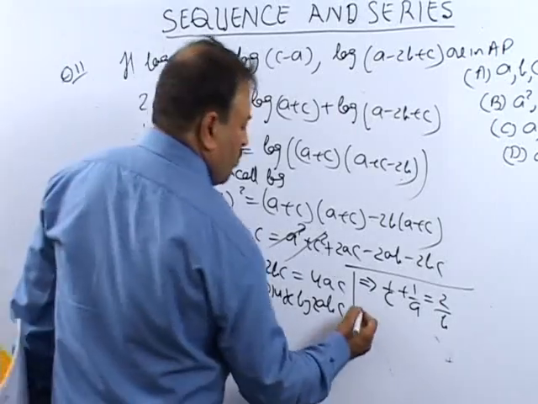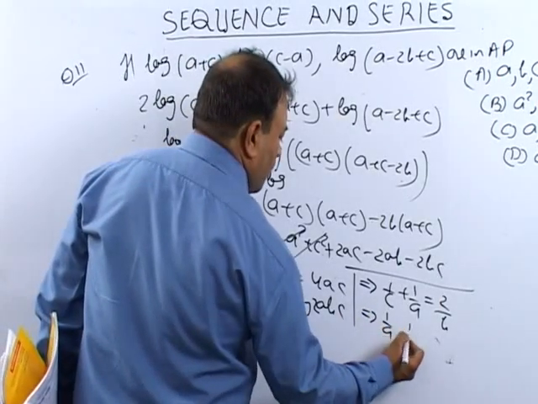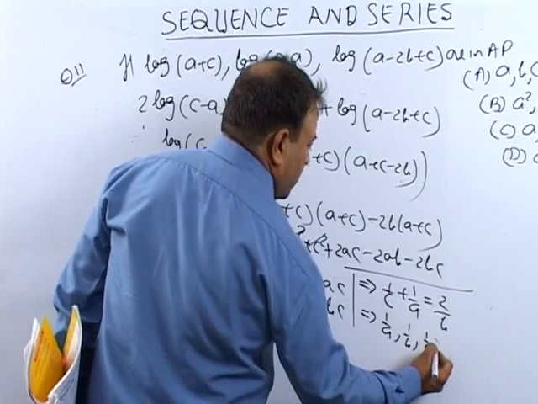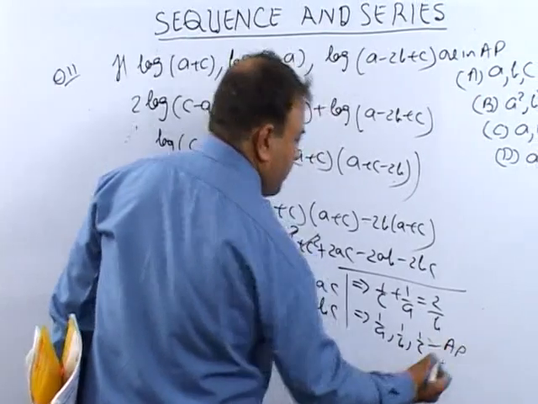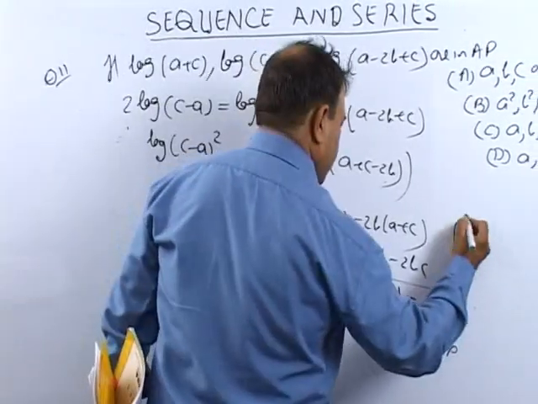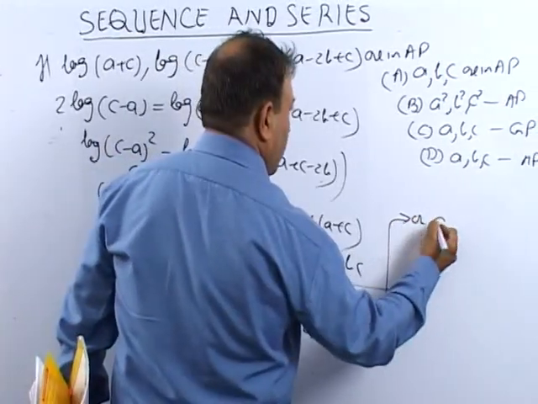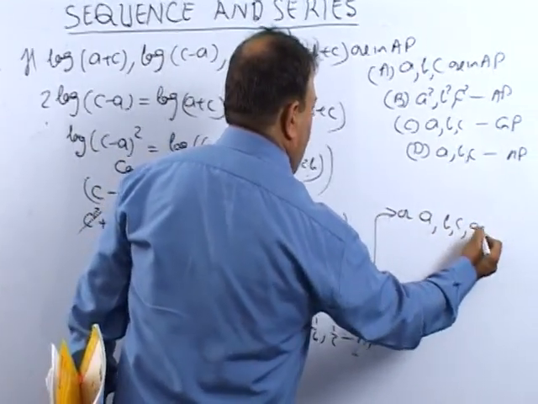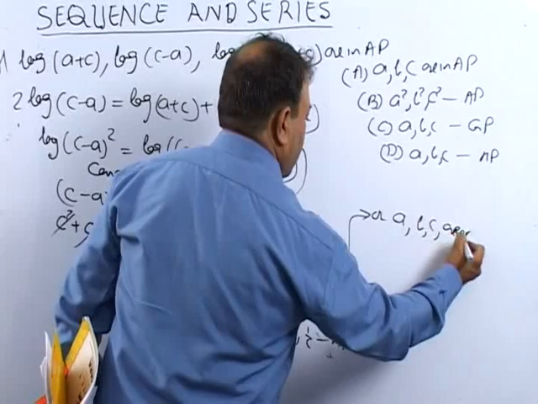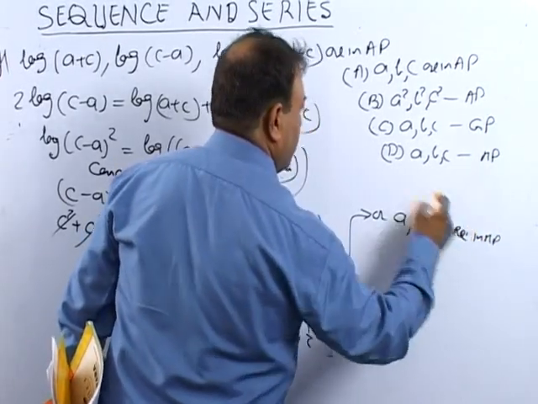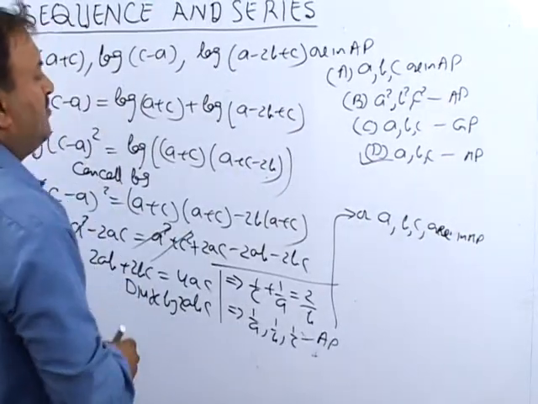When this has been given, we can conclude 1 over A, 1 over B, 1 over C are in AP, or A, B, C are in HP. A, B, C are in HP.